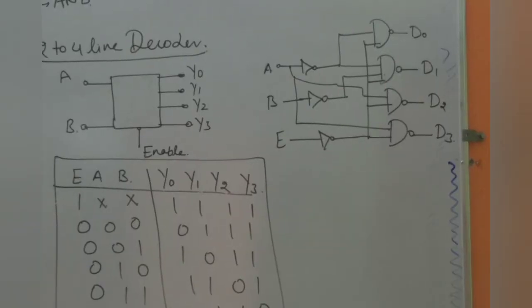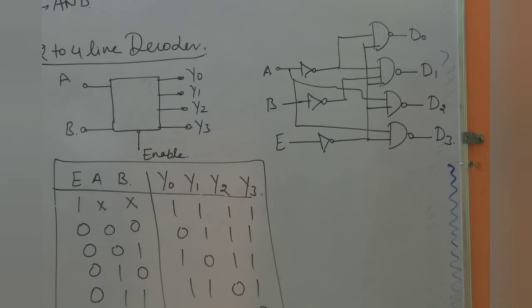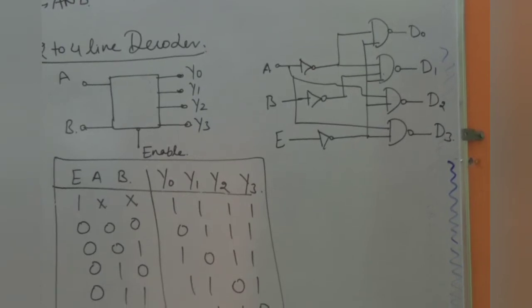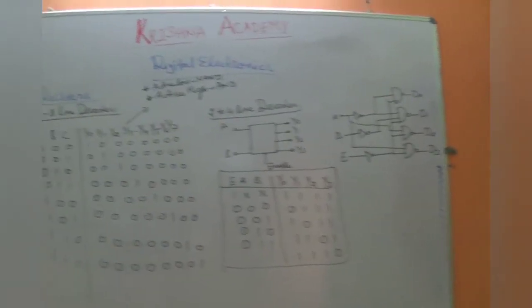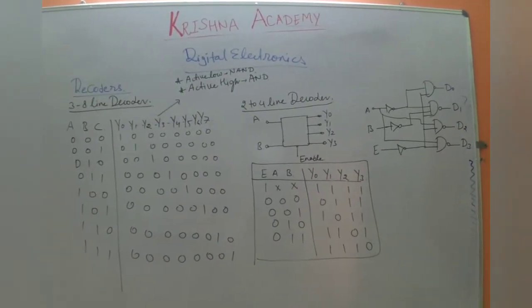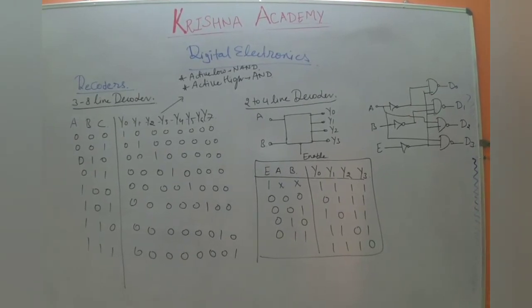Now this is the logical diagram of the 2 to 4 line decoder. As you can see, there are 4 NAND gates used. Now we will talk about the other important circuit in this scenario, and that is the 3 to 8 line decoder.